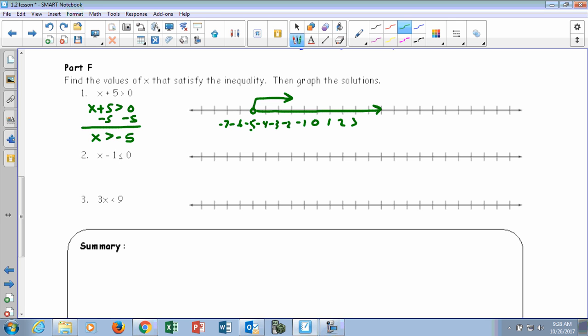Now, look at the next one. So, when I add 1 to both sides, right? Because negative 1 plus 1 is 0. That's how I get rid of it. So I get x is less than or equal to 1. Okay? Meaning 1's the biggest number. So all the other numbers are smaller than that, right? Because that's where the inequality opens up to, is always the biggest number, right?